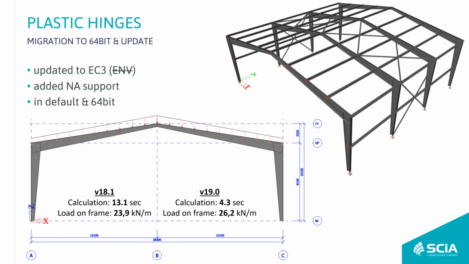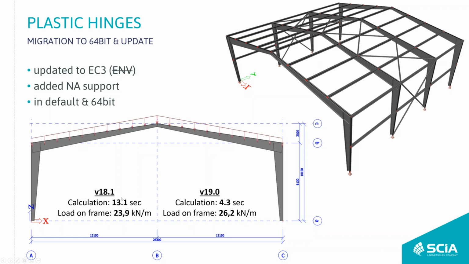We also added the national annex support, so for every country there could be a different coefficient which is used inside the calculation of the plastic hinges. And this calculation is available in the default post-processing environment as well as in a 64-bit version. Here you can see, let's say, a typical steel frame, and you can see here the comparison for version 18.1 and version 19.